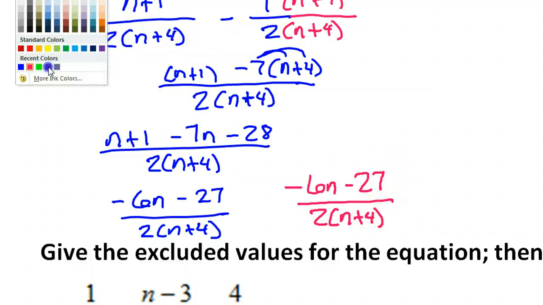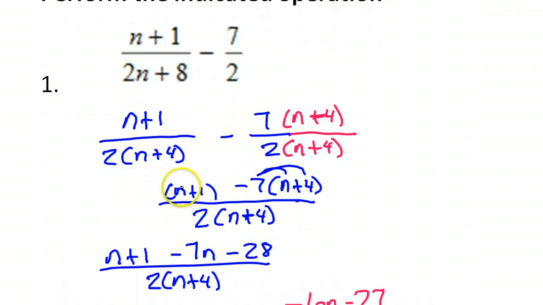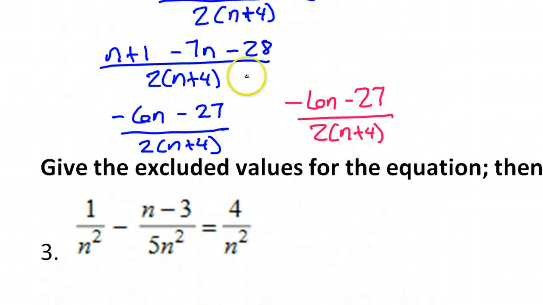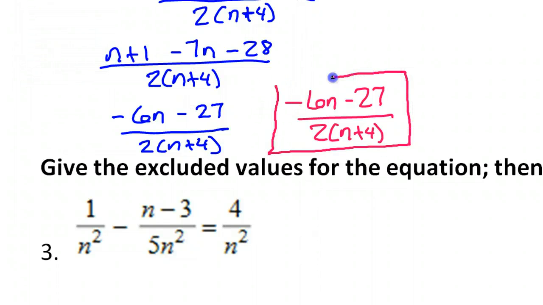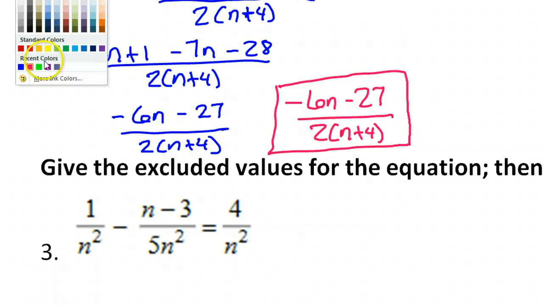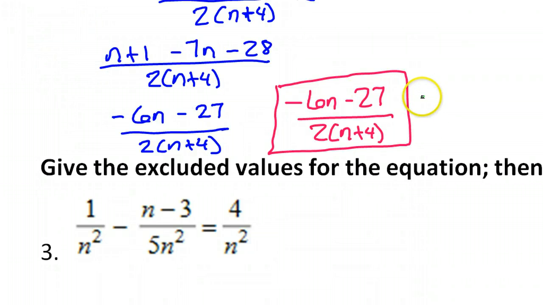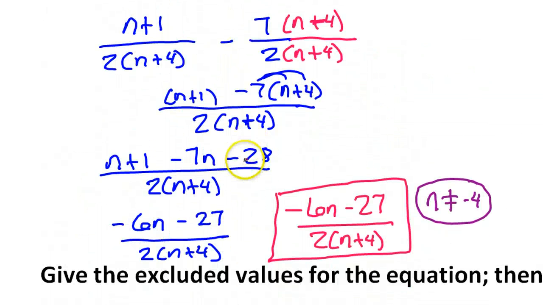Now let's write the restrictions. The restrictions are easiest to see right here in this blue. Just ignore this part, but n cannot be -4. That's the only restriction. So I'm just going to put a box around this. This is the solution, but the excluded value is worth mentioning. So n cannot equal -4. So that is the answer to number 1.